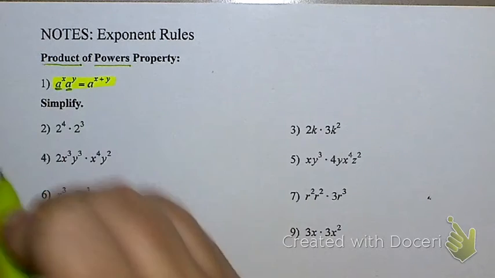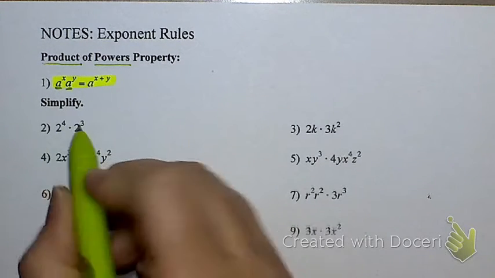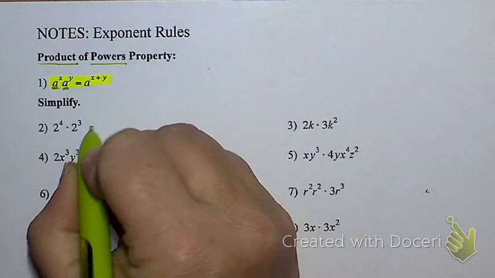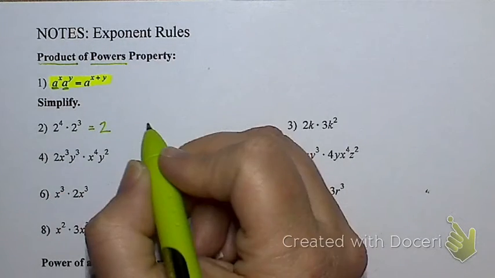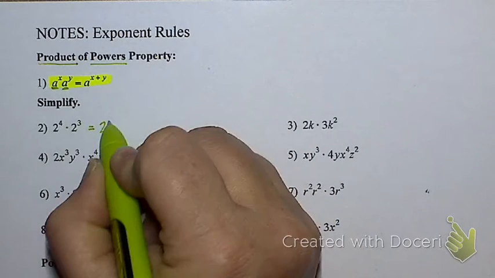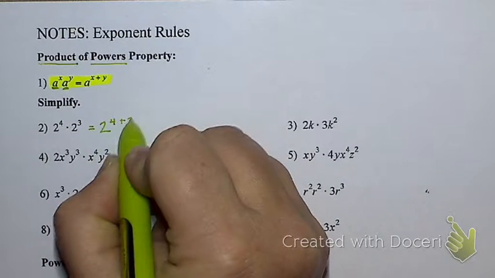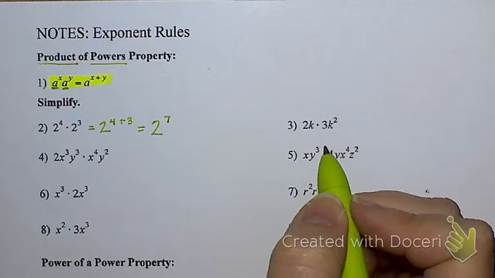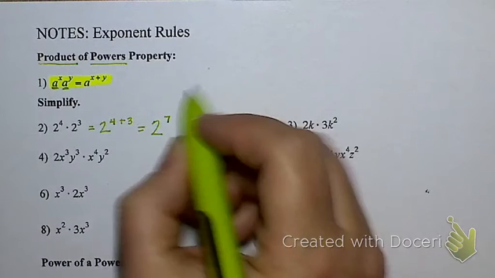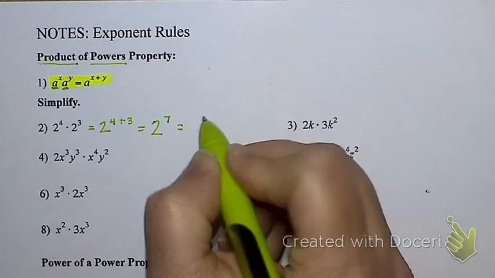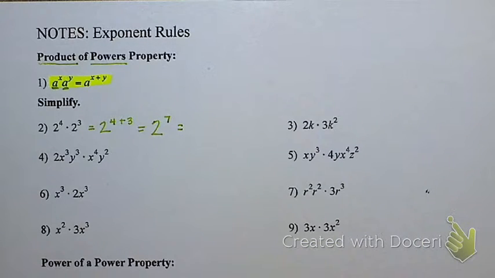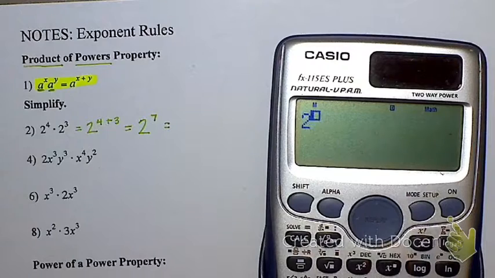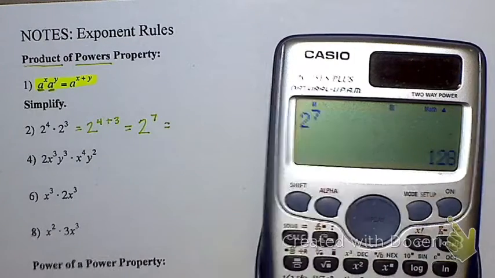So I want to go through some examples. If I have 2 to the 4th times 2 to the 3rd, do I have matching bases? Yes. If I have matching bases, what is that rule telling me? To add the exponents. So that would be 4 plus 3, which gives me 2 to the 7th. Can I actually solve what 2 to the 7th is? I can go to my calculator if I want to, right? 2 times 2 times 2 times 2, or just 2 to the 7th, 128.